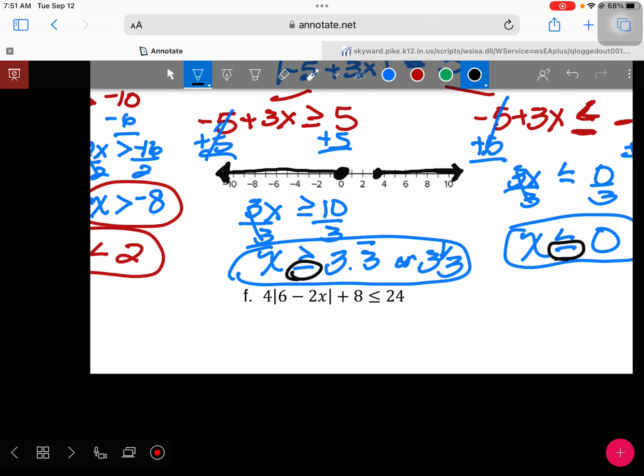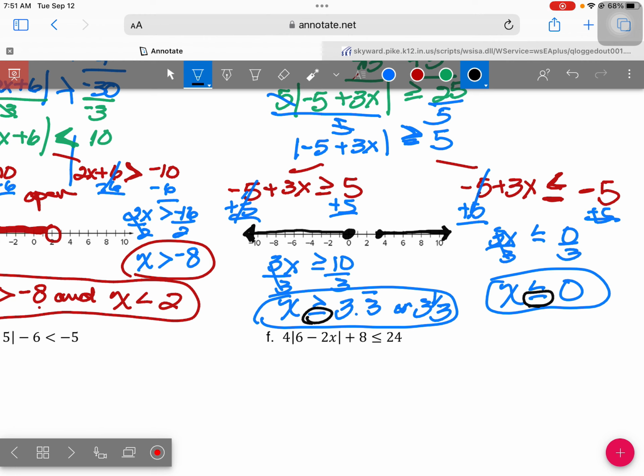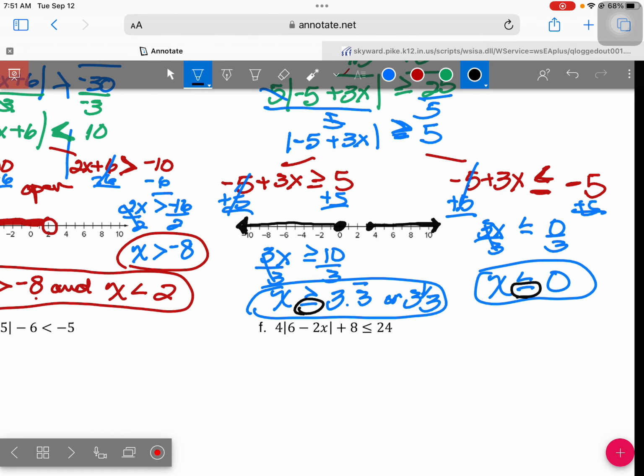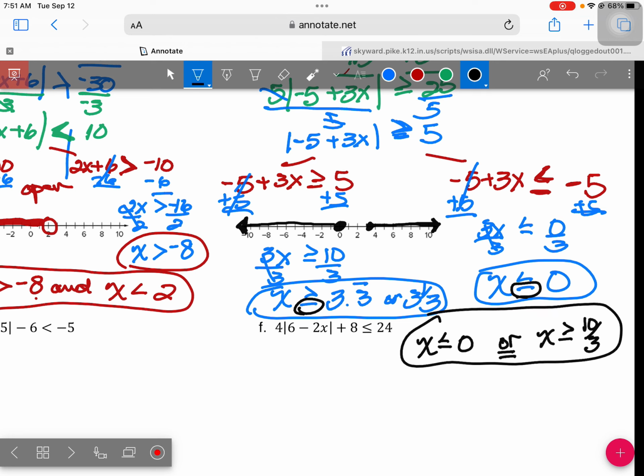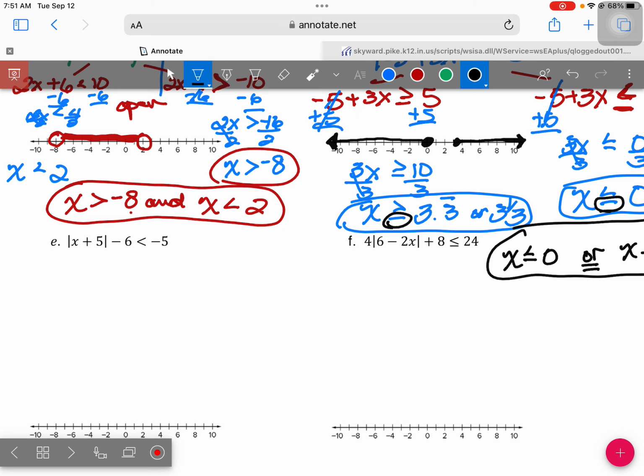All right. I want you to try F on your own. Everybody try F on your own. If you want to do E, you can, but I really want to see F. Extra practice. Let me know if you need help getting started. Need a hint, help, suggestion. This will be our last problem for notes today.